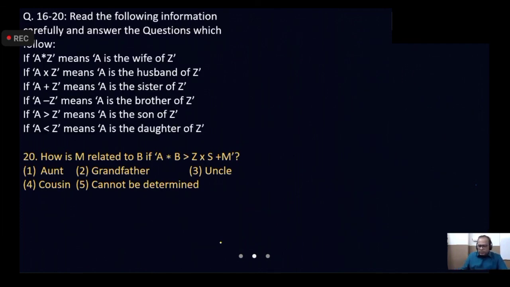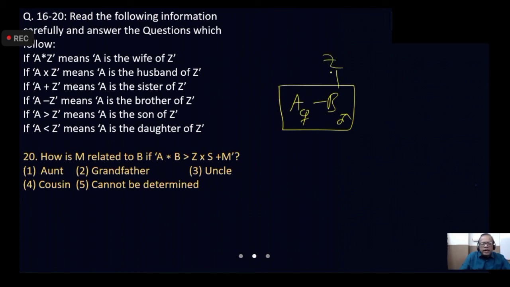So we move to the last question on blood relation. Here, how is M related to B if so and so is true? Okay. So first decode it and try to create the family tree. A star B means what? A is wife of B. So B is husband. These two are couples. B is greater than Z. Greater than means son of Z. Z into S. Into means Z is husband of S.